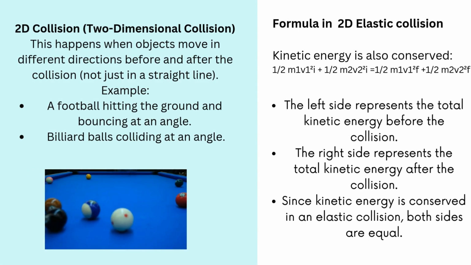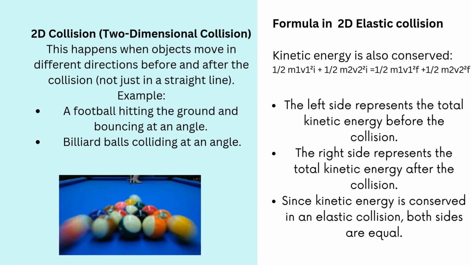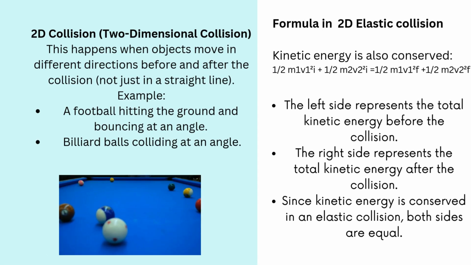Two-dimensional collision happens when objects move in different directions before and after the collision, not just in a straight line. Example: billiard balls colliding at an angle. A formula in two-dimensional elastic collision is shown where the kinetic energy is also conserved.